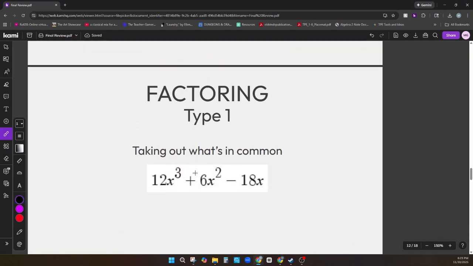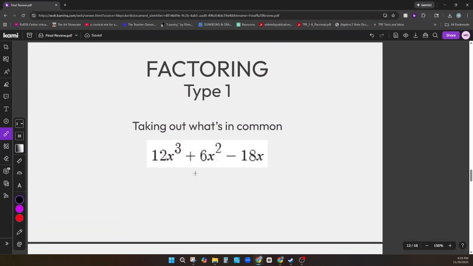And our third example, go ahead and see if you can do this one on your own. Pause, give this a try, and we'll see how we do. Okay, so first things first, I'm just trying to factor out what's in common. And looking at my 12x to the third, 6x, and negative 18x, I notice that they're all part of my 6 fact family. 6 goes into 12, goes into 6, goes into negative 18.